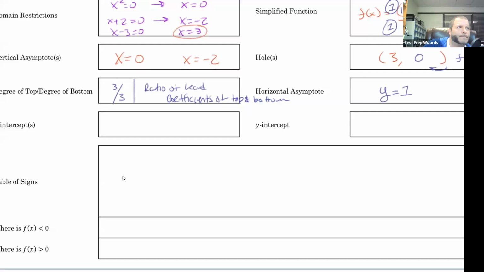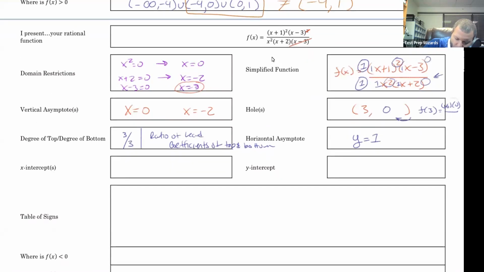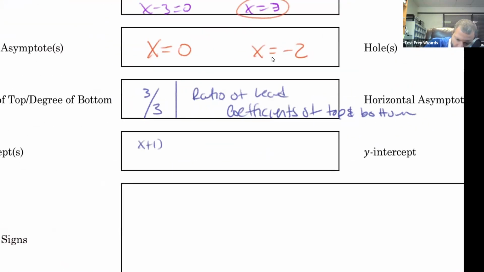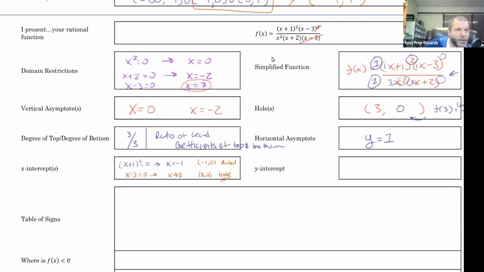All right, so x-intercepts occur whenever the numerator is equal to 0. So we would get (x plus 1) squared is equal to 0, which means that x is equal to -1. And again, the be careful moment: x minus 3 is equal to 0, but remember, 3 was a domain restriction. So (-1, 0) is an actual x-intercept. (3, 0) we saw was a hole. Just a very, very subtle point that we want to remember.